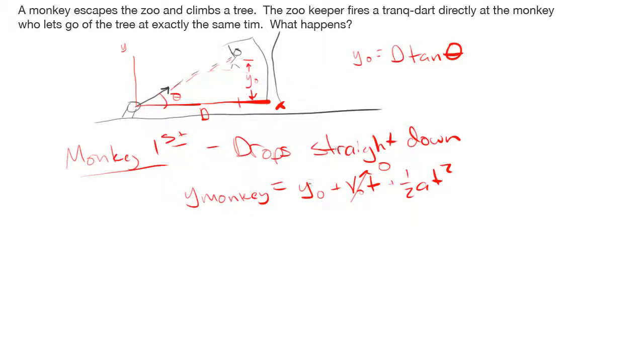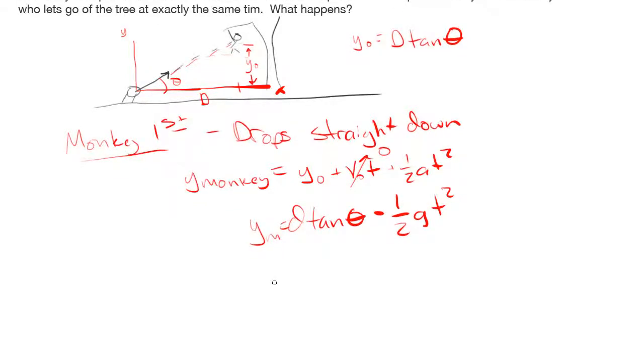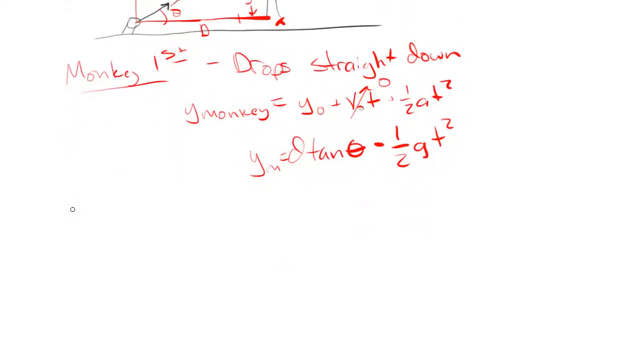All right, so I know my initial height. And so I can figure out then that the final height of the monkey is equal to d tangent theta minus, I guess we'll just write it in terms of g, minus 1/2 g times t squared. So I'm leaving everything in terms of variables. All right, y sub m for short. So that's all I can do with the monkey. So now I can go ahead and look at the dart.